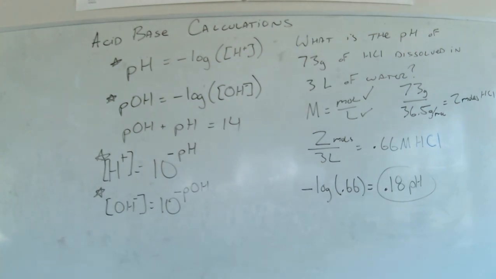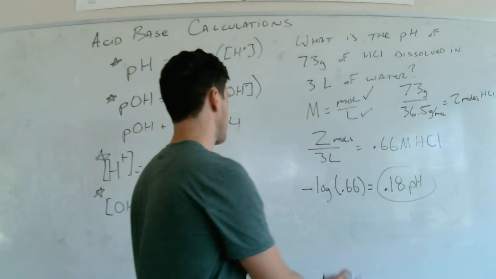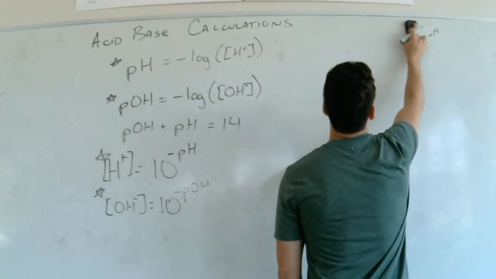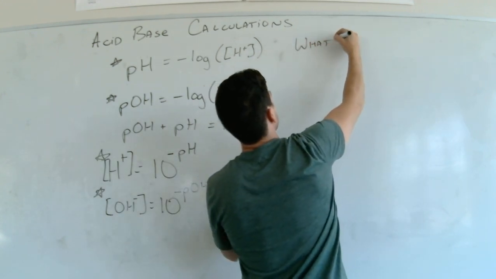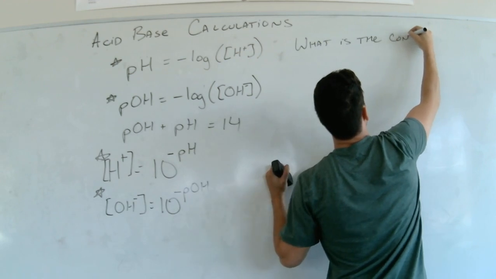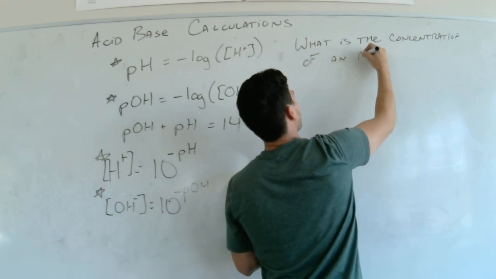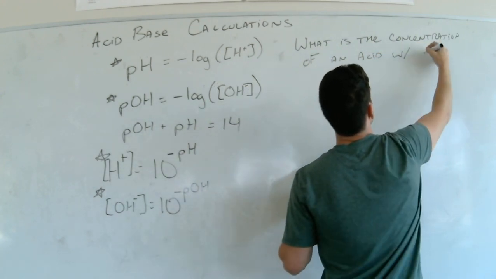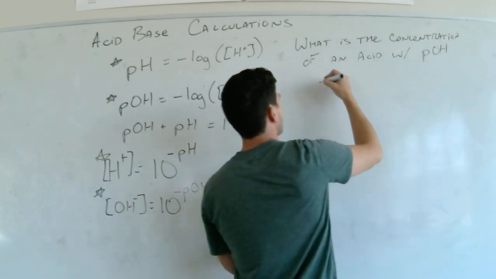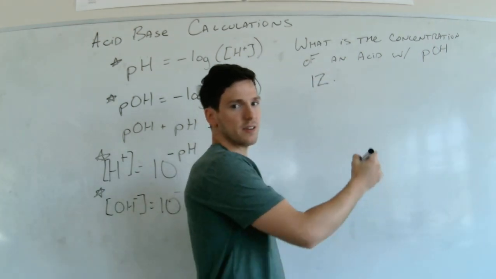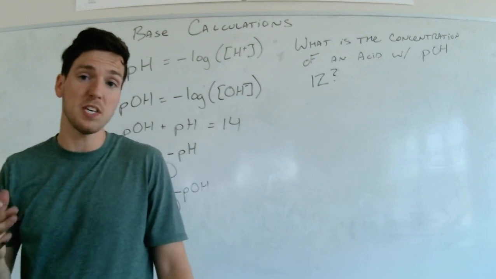All right. Let's go ahead and do another one. What is the concentration of an acid with, let's go with pOH 12? Okay, what is the concentration of an acid with a pOH of 12?